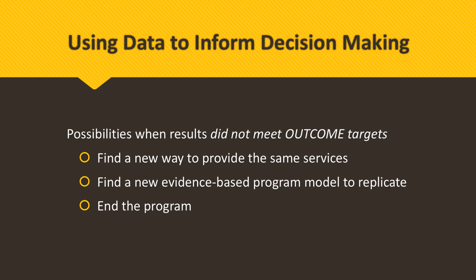If you didn't get the outcome results you expected or better, this means that you didn't get the change you'd hoped for. What will you do? Some possibilities are: look for a different way to provide services, such as a different curriculum, more culturally or age-appropriate instructional strategies, all evidence-based, of course. You could find a new, different, evidence-based model program to replicate, or you could end the program.